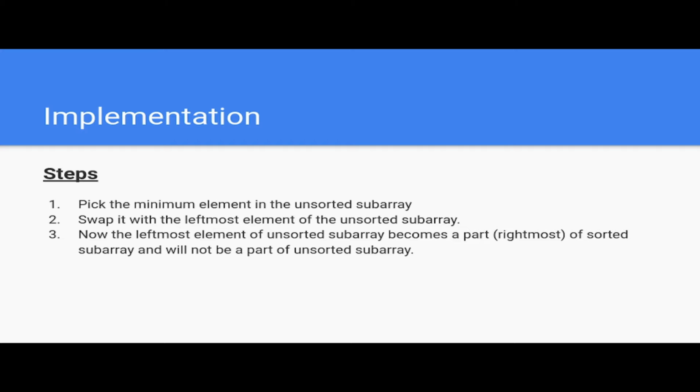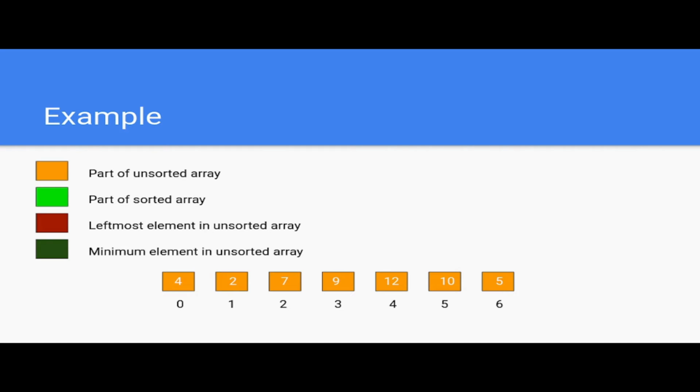So, as we move on, we pick up the least element or the minimum element and put it as the rightmost element of the sorted subarray. And this way, the sorted array grows and the unsorted array shrinks to 0. So for this example, we have set color coding, and you can see the part of unsorted array, part of sorted array, leftmost element in the unsorted array, minimum element in the unsorted array.